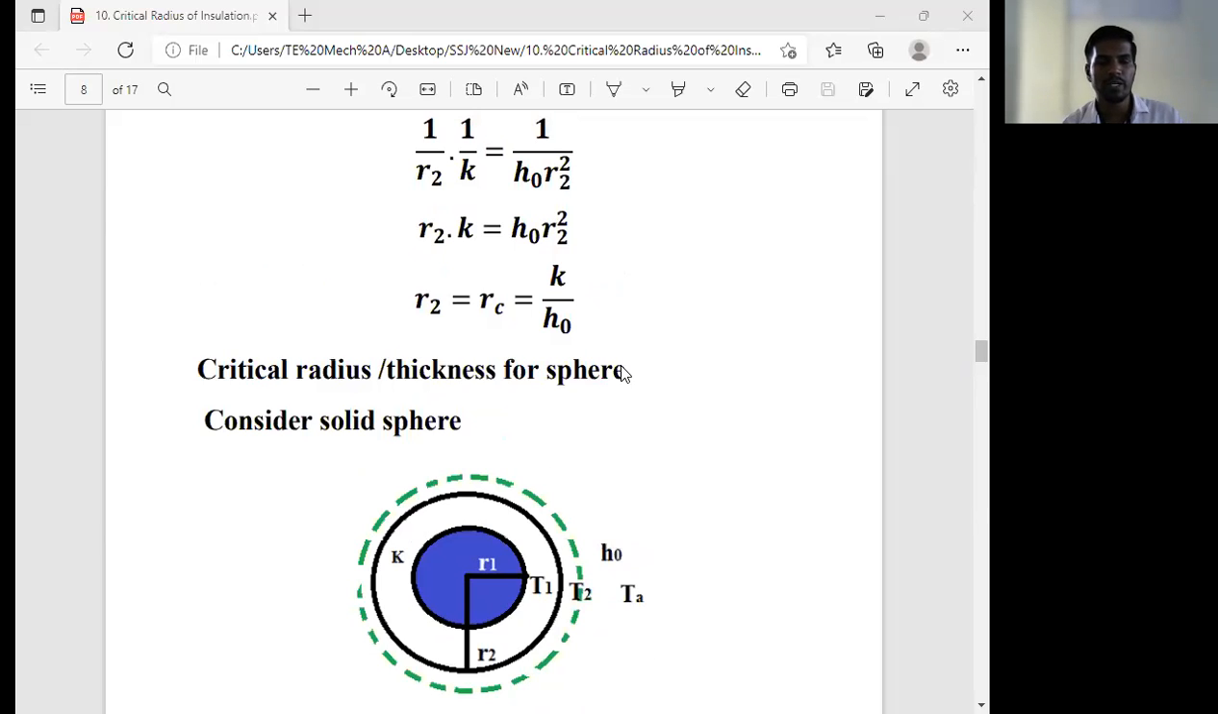Consider a solid sphere. Okay, so that blue color is nothing but a solid sphere having radius R1, temperature T1. Then insulation is there having radius R2, thermal conductivity K. Outside the insulation there is air having temperature TA and heat transfer coefficient HO.